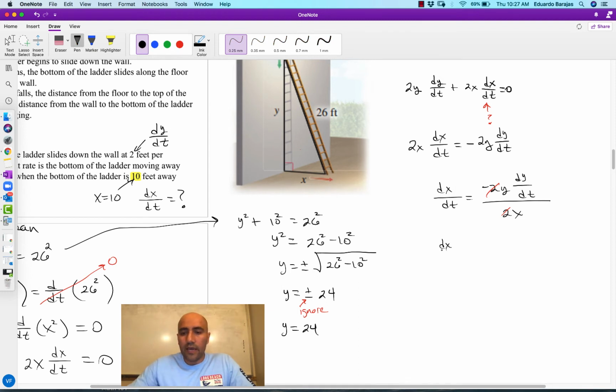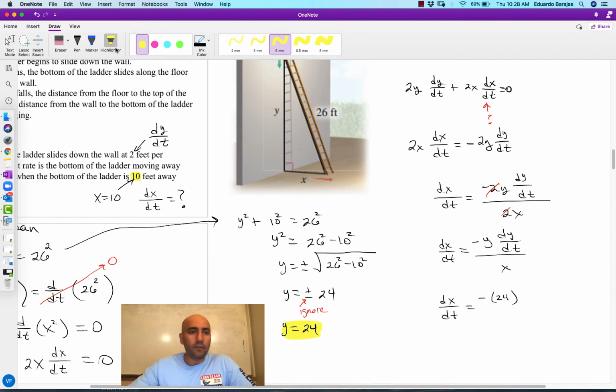And we have that dx/dt is equal to negative y dy/dt all over x. So dx/dt is going to be equal to negative 24, that's what the y is, times the dy/dt. Now we said dy/dt is this ratio over here.